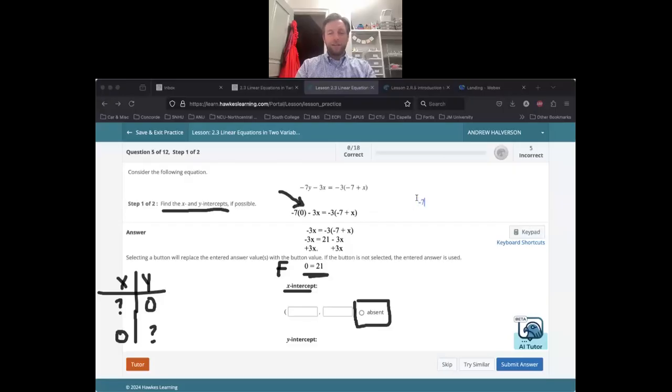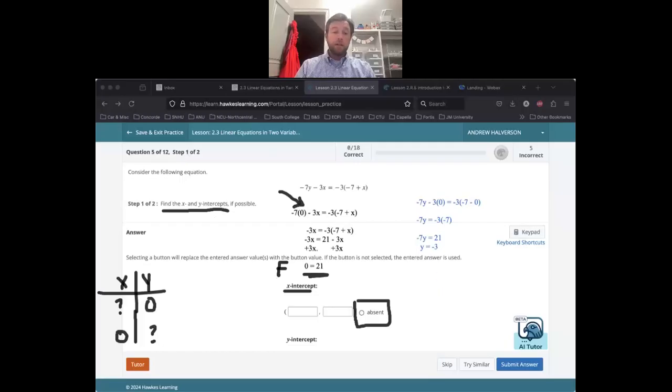Okay, so negative 7y minus 3 times 0 equals negative 3 times negative 7 minus 0. So on the left side, 3 times 0 goes away, leaving the negative 7y. In the parentheses on the right side, negative 7 minus 0 just becomes negative 7. Do the multiplication now on the right side. Negative 3 times negative 7 becomes positive 21. Divide both sides by negative 7 and we get -3 for y.